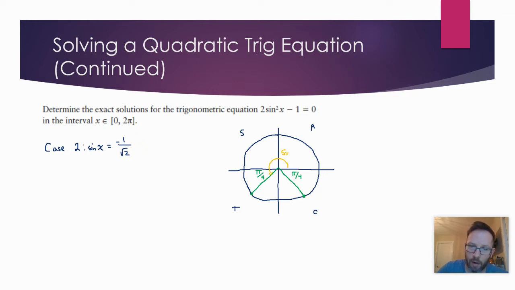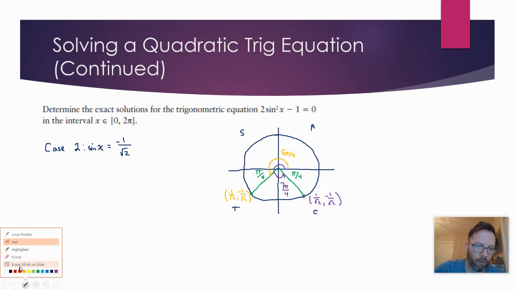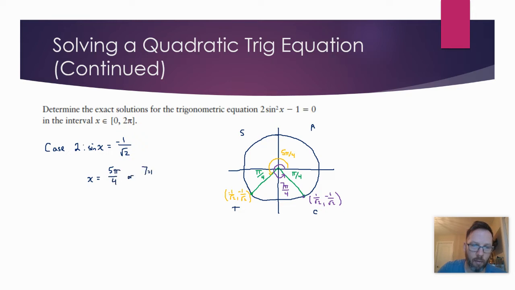So that angle there, 5 pi by 4, corresponding to the point negative 1 over root 2, negative 1 over root 2. And then maybe a purplish color will be good for the next one. This is 7 pi by 4, corresponding to the point 1 over root 2, negative 1 over root 2. And again, from our unit circle and the cast rule, we get 2 more angles. That would be 5 pi by 4 or 7 pi by 4.